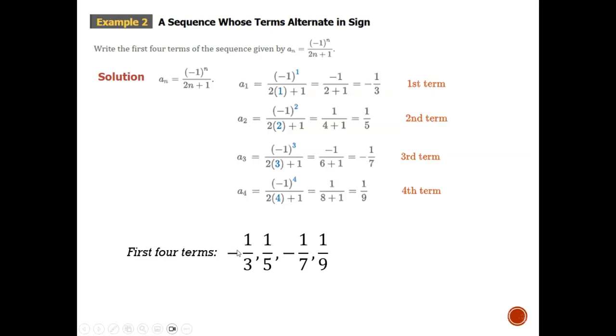And you also see, again, the alternating signs that we have from negative to positive, again, coming from this -1 to the n power, and it's going to change the signs based on the power of that -1.